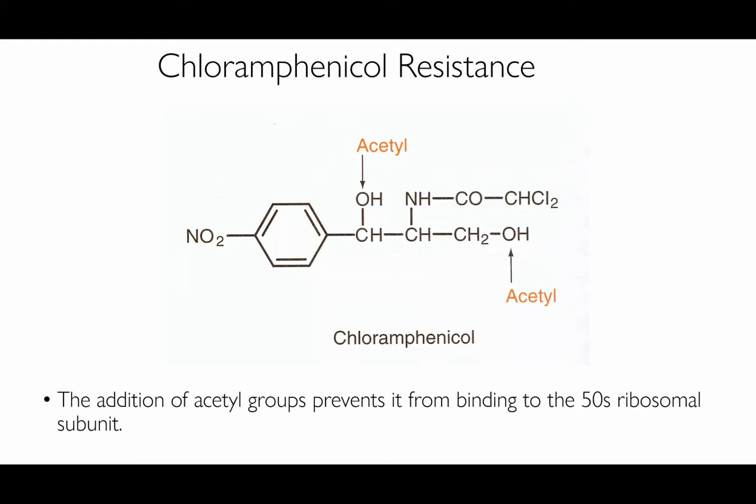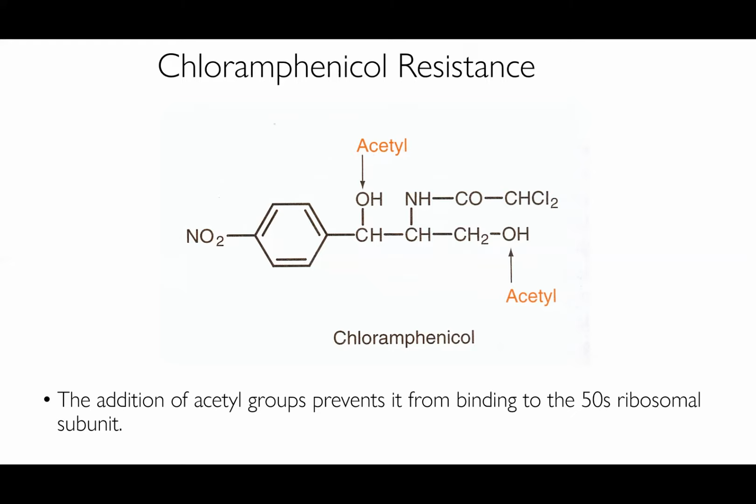And these are a pretty diverse group of enzymes that cause modifications leading to antibiotic resistance. One of the antibiotics that is really powerful, but also has a pretty high degree of toxicity, is chloramphenicol. Chloramphenicol is a common antibiotic used to treat gram-positive bacterial infections, but it's a really toxic one, so it's only used in rare cases.